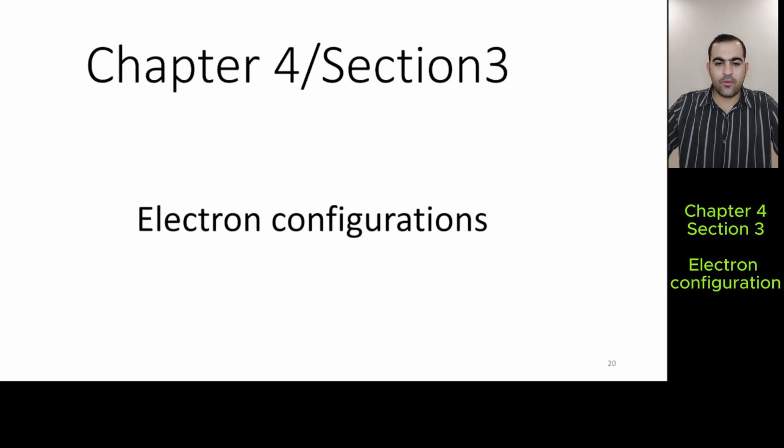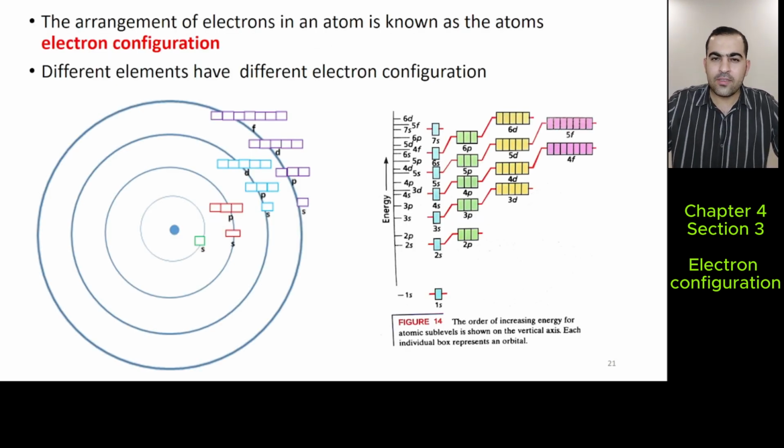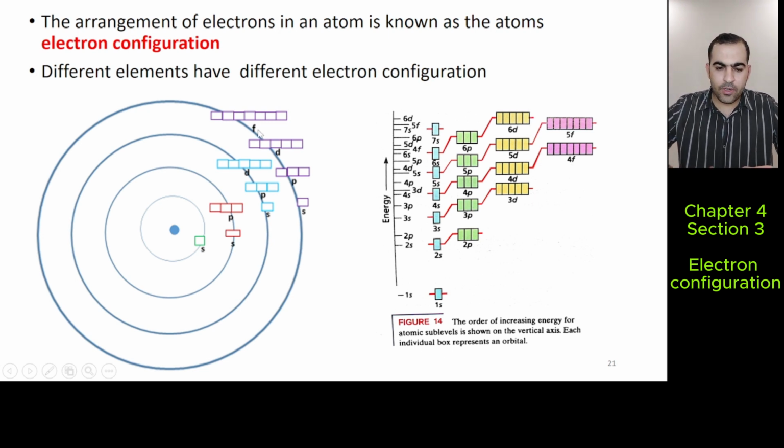Today we're going to talk about electron configurations, chapter 4, section 3. Let's begin. What is electron configuration? The arrangement of electrons in an atom is known as the electron configuration. You remember in chapter 4, section 2, we talked about energy levels, right?